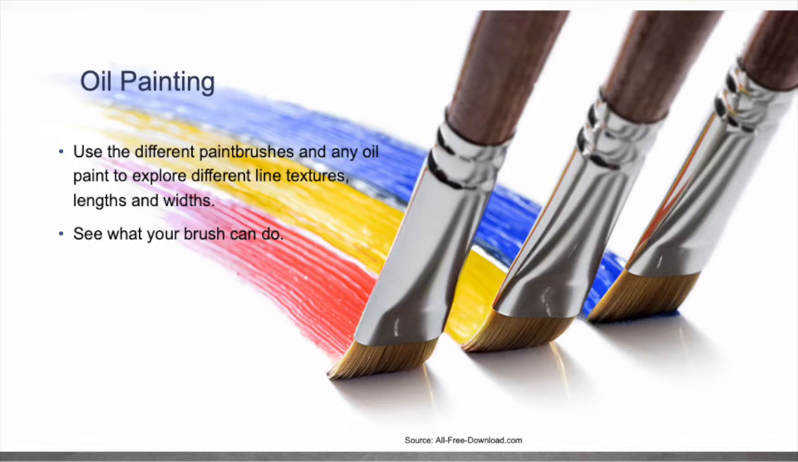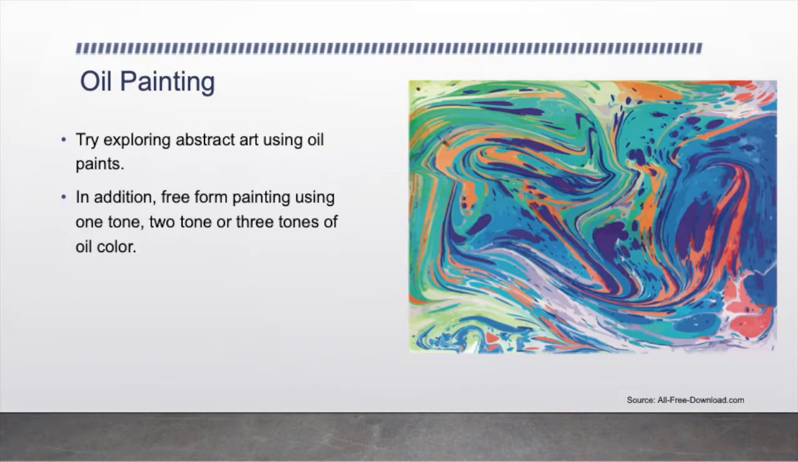Use the different paint brushes and any oil paint to explore different line textures, lengths, and widths. See what your brush can do. Try exploring abstract art using oil paints. In addition, try freeform painting using one tone, two tones, and three tones of oil color.